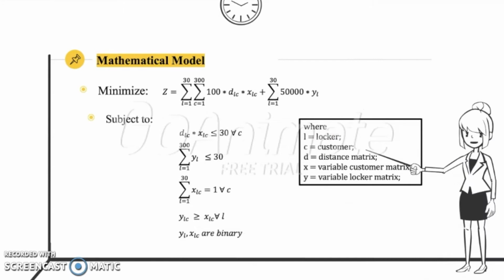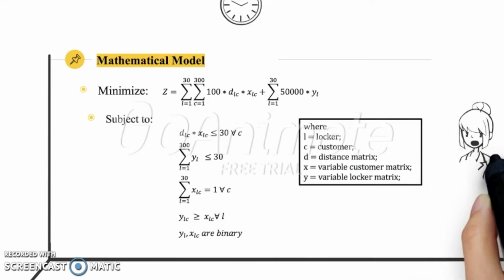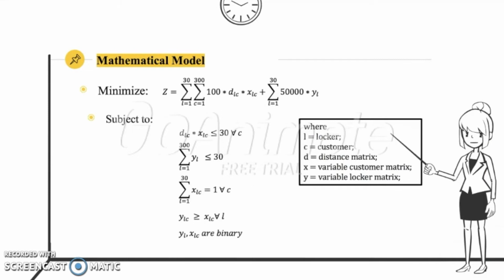The objective function is equal to the sum of the distance matrix times the binary variable matrix, all multiplied by $100, for all lockers 1 to 30 and customers 1 to 300, plus $50,000 for all lockers installed. This is subject to each of the constraints that were previously discussed, where L is the potential locker location, C is the customer, D is the distance matrix between every customer and potential locker location, X is the binary variable customer matrix, and Y is the variable locker array.